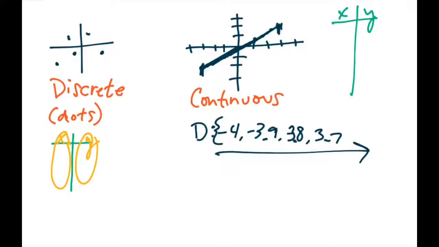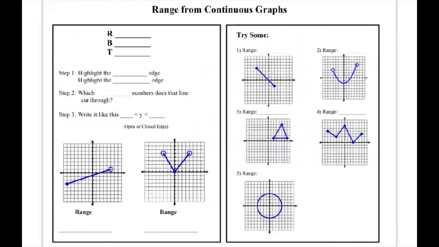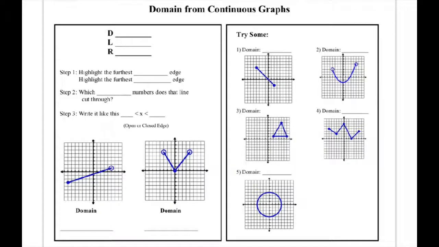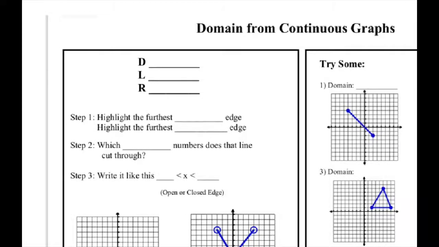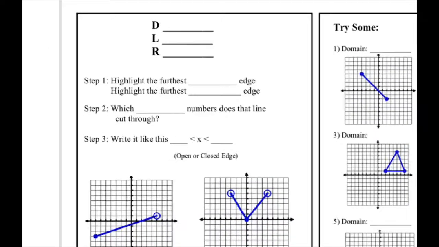So mathematicians made an easier way to write down the domain when we have a line that continues from one point to the other. So in your packet, let's go ahead and find this page here. So this is how we find the domain from a continuous graph. Remember, continuous means it continues from point to point. That's what continuous is.